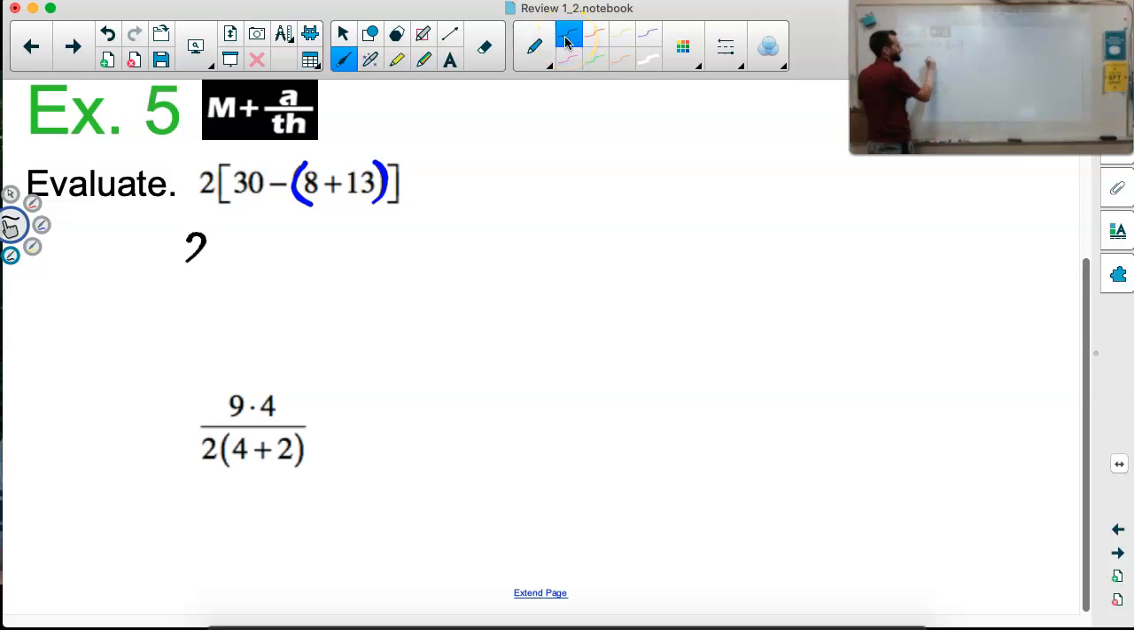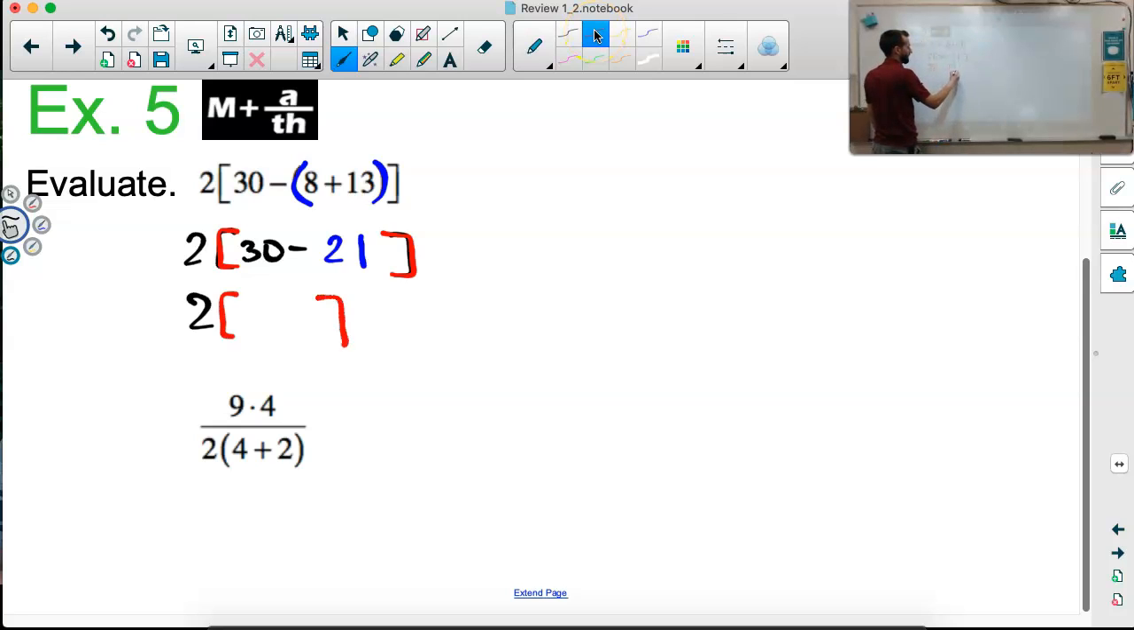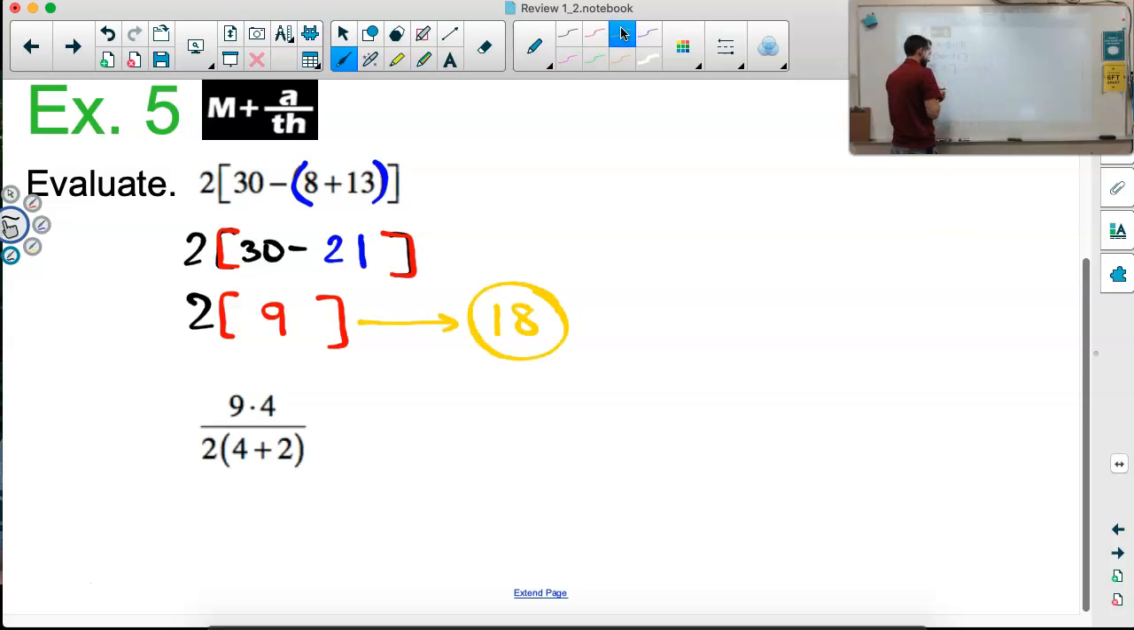So if I were to rewrite this, okay, I'm going to add these together first. 8 plus 13, which is 21. Now I go to the next set in here. So you got 2 times, and again, everything that was in here. 30 minus 21 is 9. And then this last part, I think you guys know this pretty well, but when you have a number in front of parentheses, the math operation here is multiplication. They actually want us to multiply those together. So I get 2 times 9, which is 18.